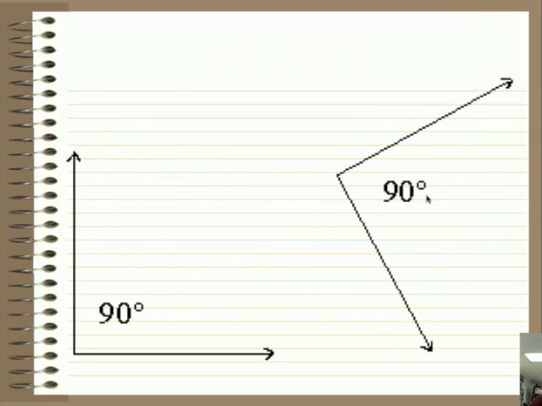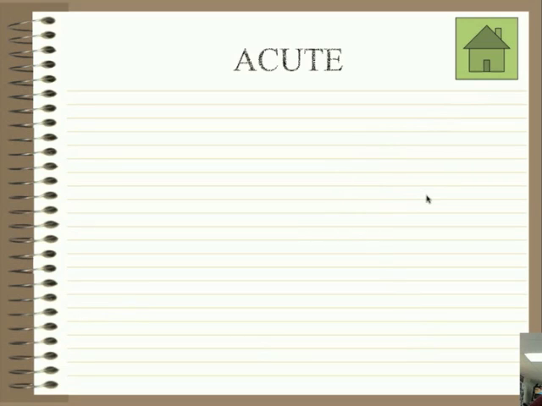Here are some other examples, and again the orientation is going to create some issues, but you have to make sure that you have a 90-degree angle. They do not necessarily have to give you the symbol for the right angle, so be careful with that as you're looking through them. Second one is an acute angle.